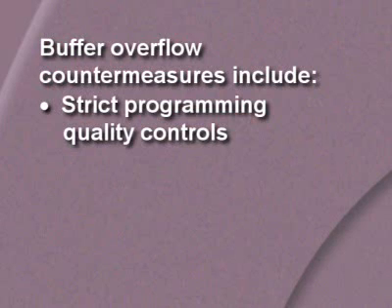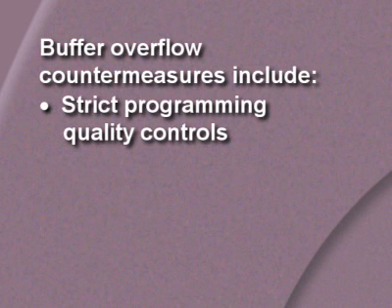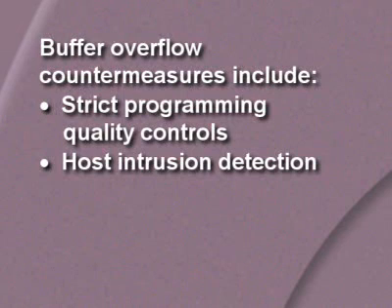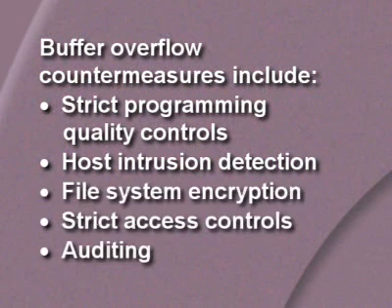Some specific buffer overflow attack countermeasures include setting strict programming quality controls so that programmers always include boundary limitations on what data can be input and what type of data can be input before it's processed by the program or operating system. Deploying host-based intrusion detection systems can help determine when a buffer overflow attack is being attempted, when software exploitation occurs, or when a backdoor has been used. You can also employ file system encryption, strict access controls, and auditing to detect and prevent various types of system exploitations.